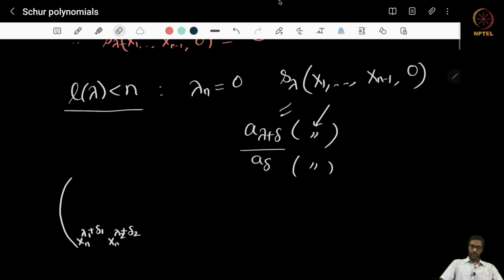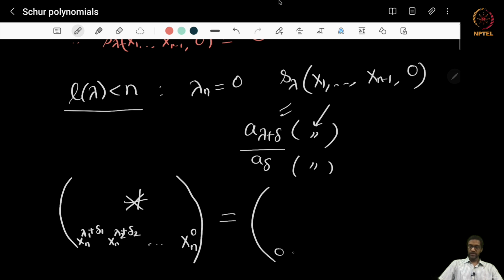Okay, let's keep going till the last entry, which is xn power lambda n plus delta n. But both of them are actually 0 in this case, because lambda n is known to be 0, and delta n is of course 0. So this is xn power 0. And then of course I have some terms here in the rest of the matrix. So what's this matrix going to look like?